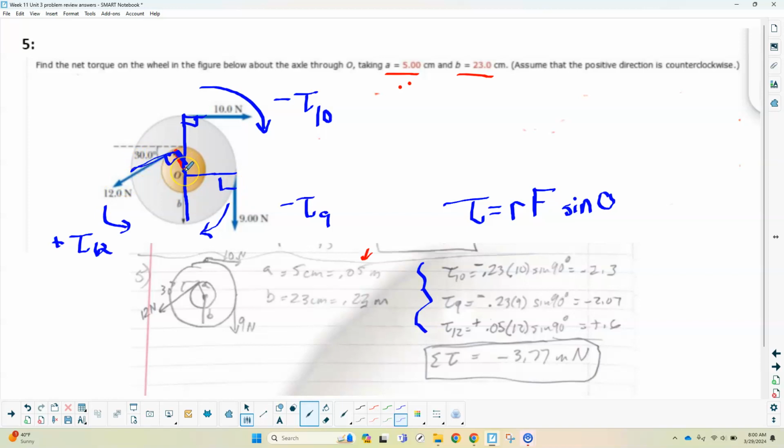That doesn't matter. It's where the radius goes. So if you're touching at the edge of a circle and pulling in a direction that's tangent, that's your only option, is for it to be at 90 degrees everywhere where you're tangent on the circle. So sine 90s all go to 1, and then it's just multiplying the distance times the force. So negative 0.23 times 10 is a negative 2.3.